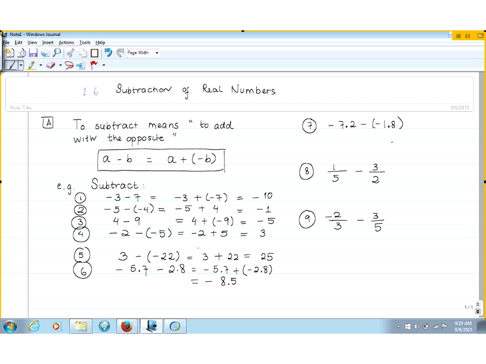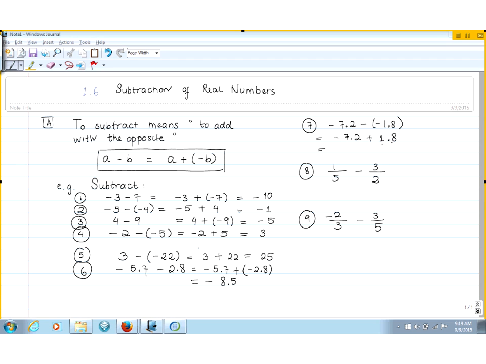All right. Now, number 7. What is this? So this is negative 7.2, and what is this? Minus negative 1.8 plus 1.8. Is it? Good. Now, what is negative 7.2 plus 1.8?